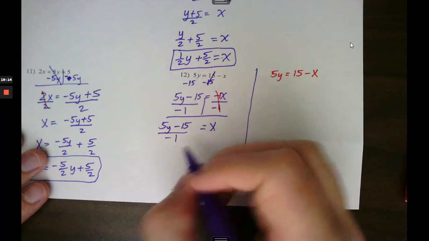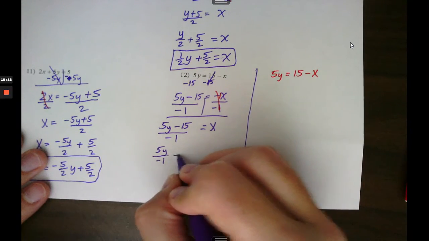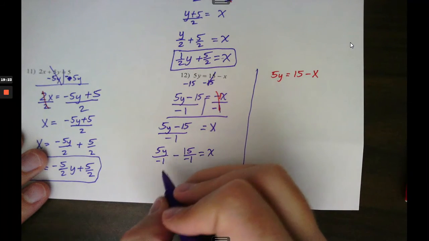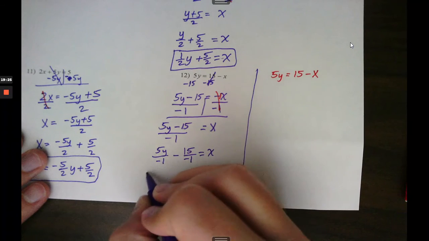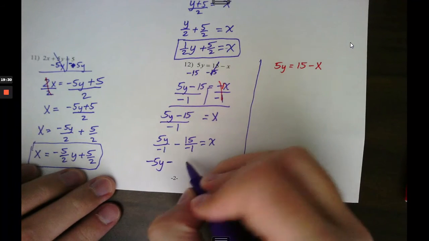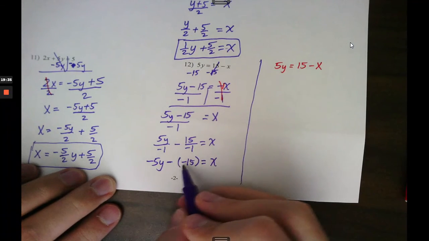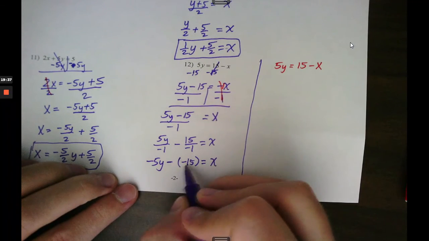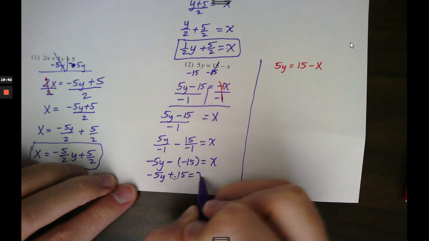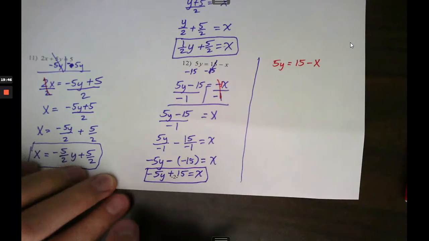I can then clean that up. 5y divided by negative 1 minus 15 divided by negative 1. Clean up the individual pieces. 5 divided by negative 1 is negative 5, so negative 5y, minus 15 divided by negative 1 is negative 15. And I have that scenario where I have those double negatives. So subtracting a negative is the same thing as adding. So negative 5y plus 15. And that would be your fully simplified answer.